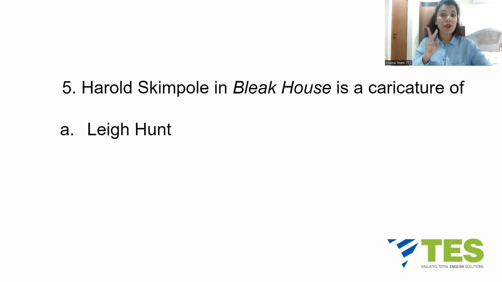Now, there are two narrators in Bleak House, you must know that. The first narrator is the heroine of the story. Her name is Esther Summerson, and she's the first person narrator, while the other narrator is a third person narrator. Okay? And out of all the famous characters in Bleak House, one of them was Harold Skimpole, who was a caricature of Leigh Hunt. And we are done.